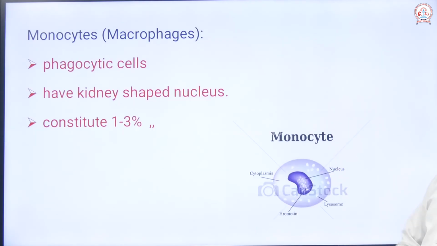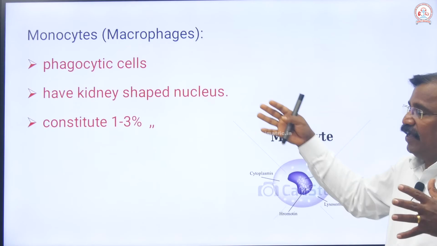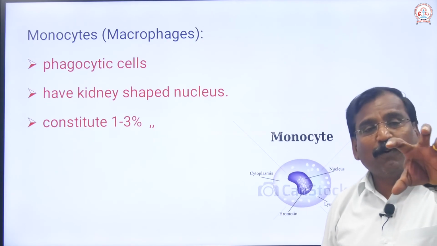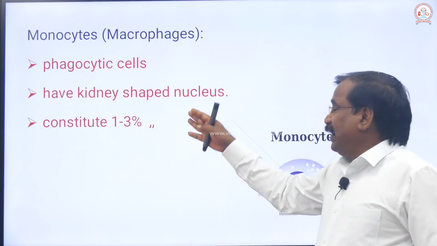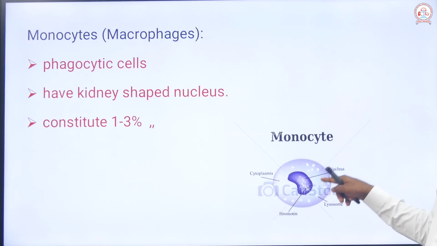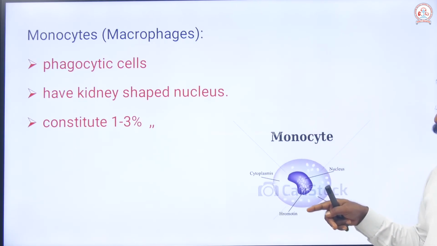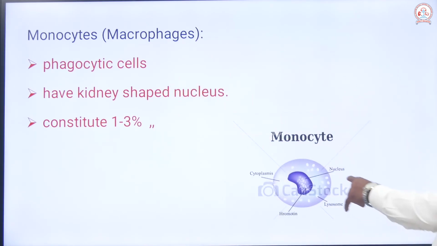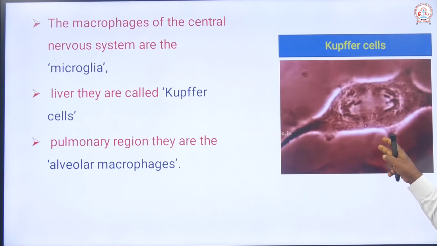And next is the monocyte, which is called macrophage. Macro means large, phages means eating. Macrophages are phagocytic, they catch and eat, that is why phagocytic in nature. It has a kidney shaped nucleus. See, this is the monocyte, or macrophage. It is found at 1 to 3%. Phagocytic in nature, and the nucleus is kidney shaped.